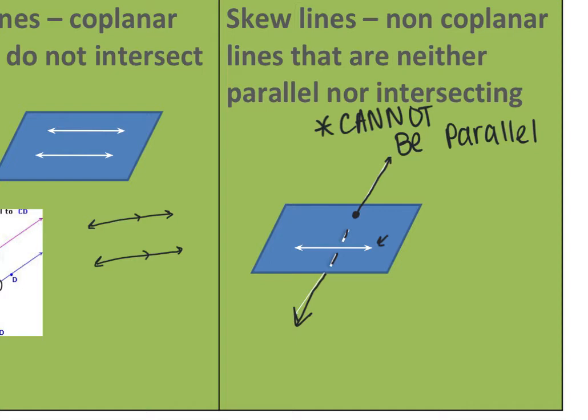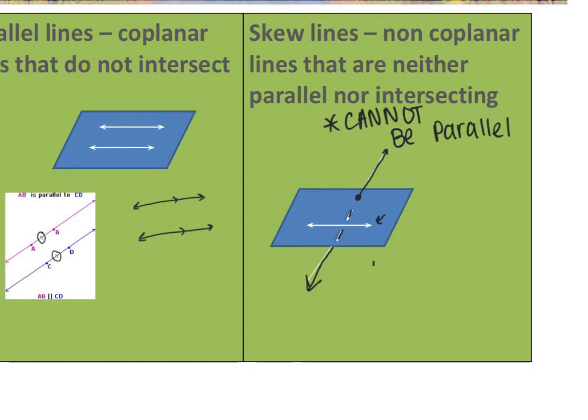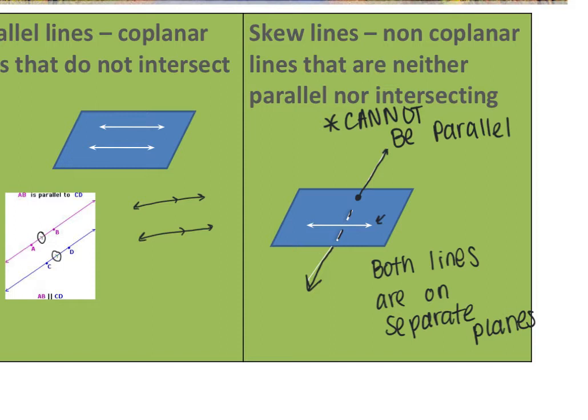So it never intersects. One way to think of skew lines is that both lines are on separate planes. So they will never intersect, but they are not parallel.